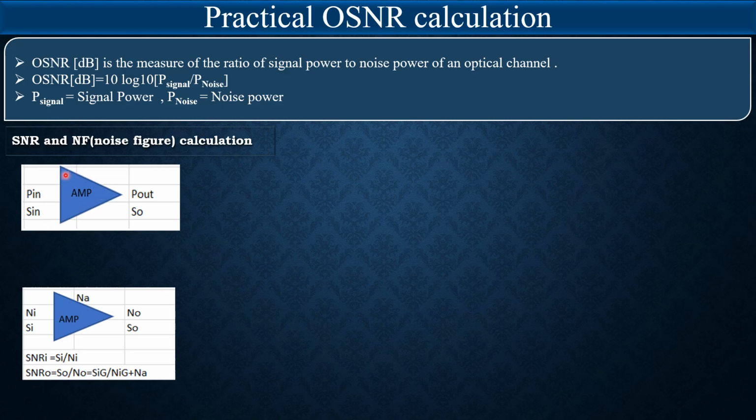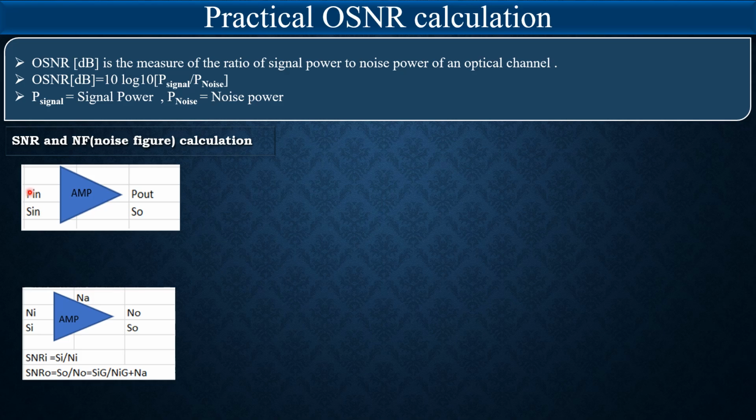See, this is the amplifier. This is the input power of the amplifier. This is the input signal power of the amplifier. This is the output power of the amplifier. This is the signal output of the amplifier. This is the total power. Total power means power of all the signals. And this is for a particular signal. This is the input signal power for a particular channel.